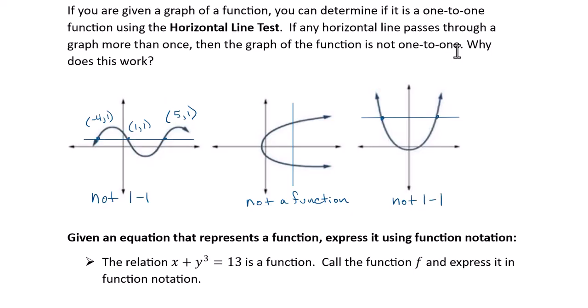An example of something that is going to be a one-to-one function might be your cube root function, something like this. This is something that passes the vertical line test, also passes the horizontal line test. So this is one-to-one.